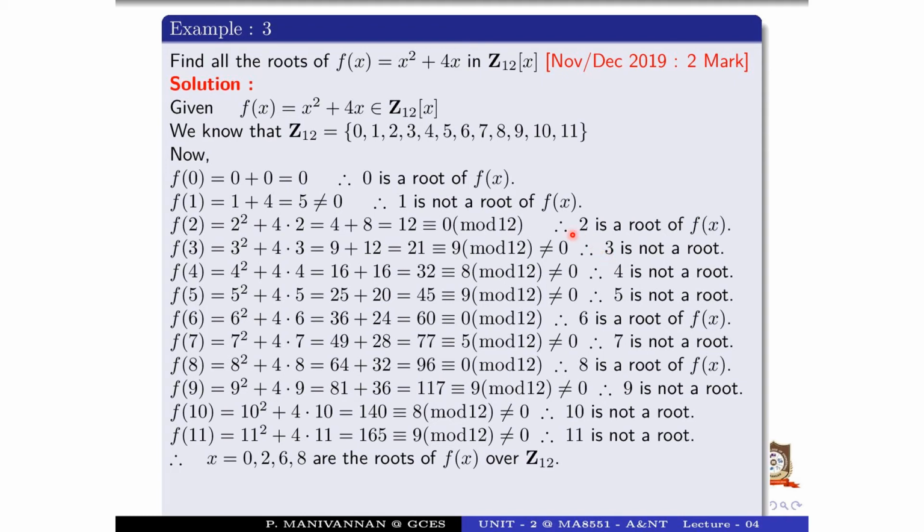Hence, what are the roots? 0 is a root, 2 is a root, 6 is a root, 8 is a root. Therefore 0, 2, 6, 8 are the roots of f(x) over the ring Z12. It is a second degree polynomial, and it has 4 roots over the polynomial ring Z12[x].